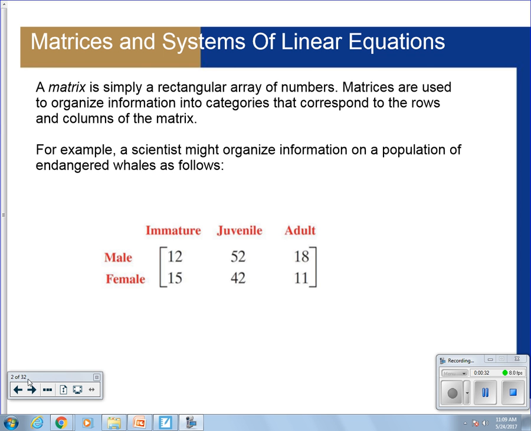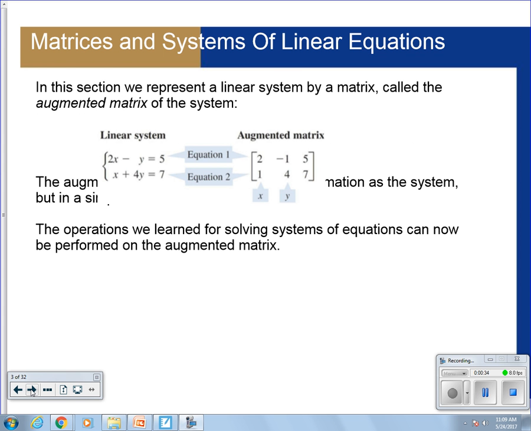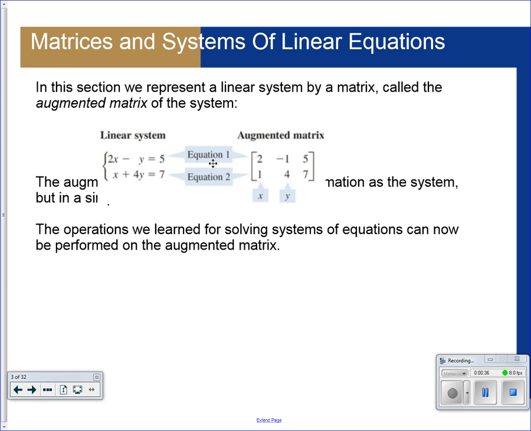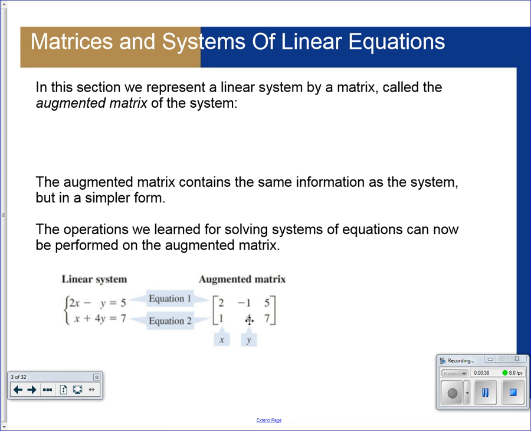So you had an example of a matrix with that chart. So if you have an augmented matrix, it's going to contain the same information as your system, but it's just in a simpler form. So really, if you were explaining how to take this from a linear system to an augmented matrix, what would be an easy way to say that to somebody?